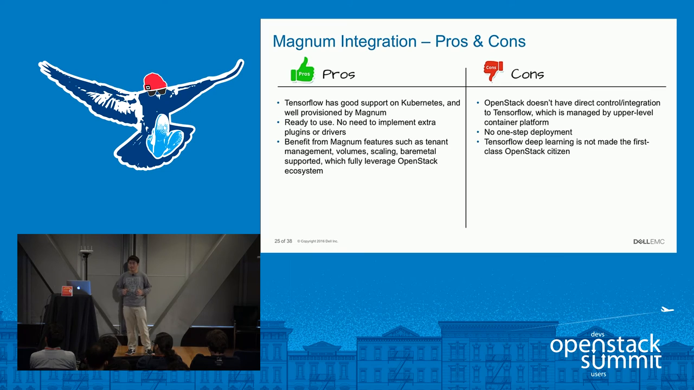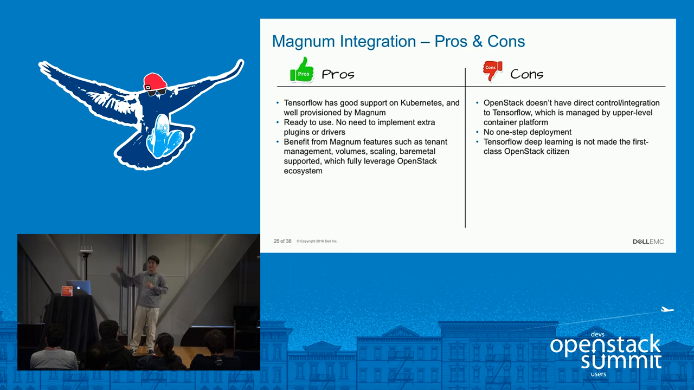Well, the bad sides are actually obvious. We are running TensorFlow inside of Kubernetes, rather than inside of OpenStack. This is not OpenStack native. OpenStack knows nothing about TensorFlow, and it doesn't have direct control over the TensorFlow cluster. So those layers are actually separated, transparent to each other. The deployment is fragmented. It is not a unified and integrated deployment solution.